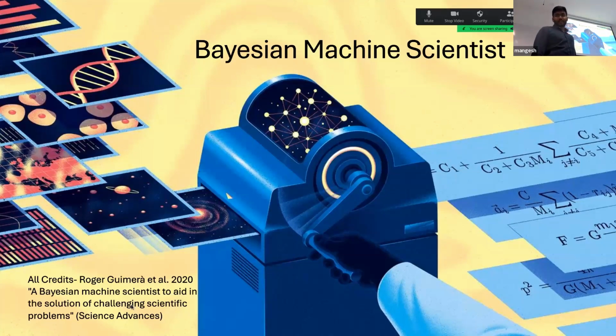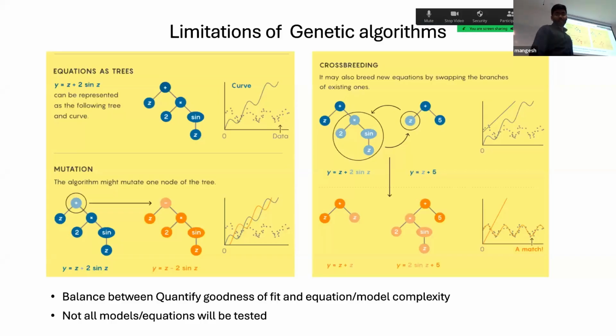Okay, here comes the Bayesian Machine Scientist. It's published in 2020, Guimera. What it does is takes data and gives you a functional form to which your data fits well. And it also tries to mitigate the two limitations of the previous best-in-class methods to find the best equations.